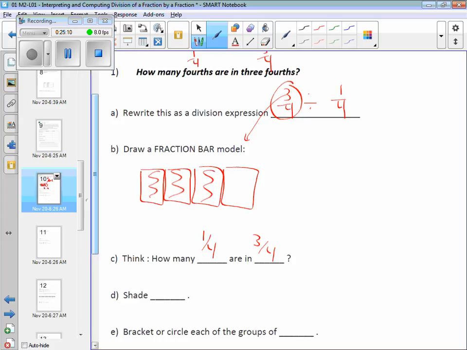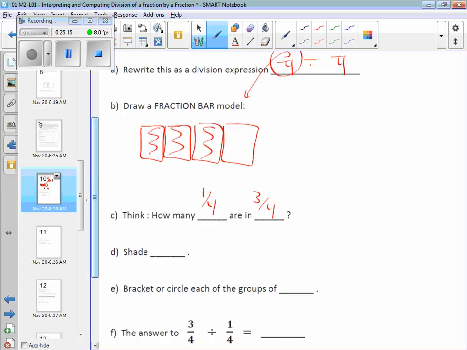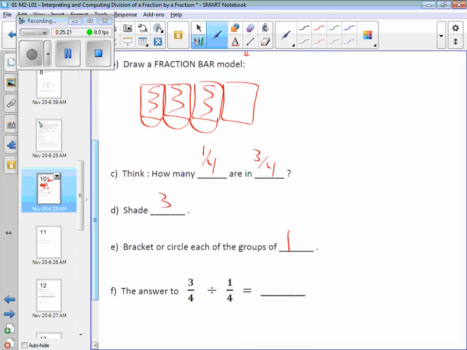Groups of, Gabby, only one. Groups of one. 1, 2, 3. 3/4 divided by 1/4 is?